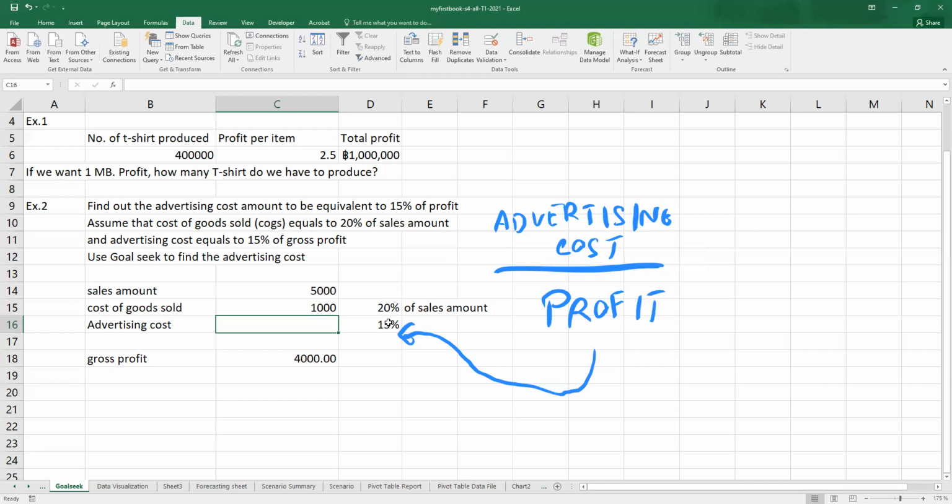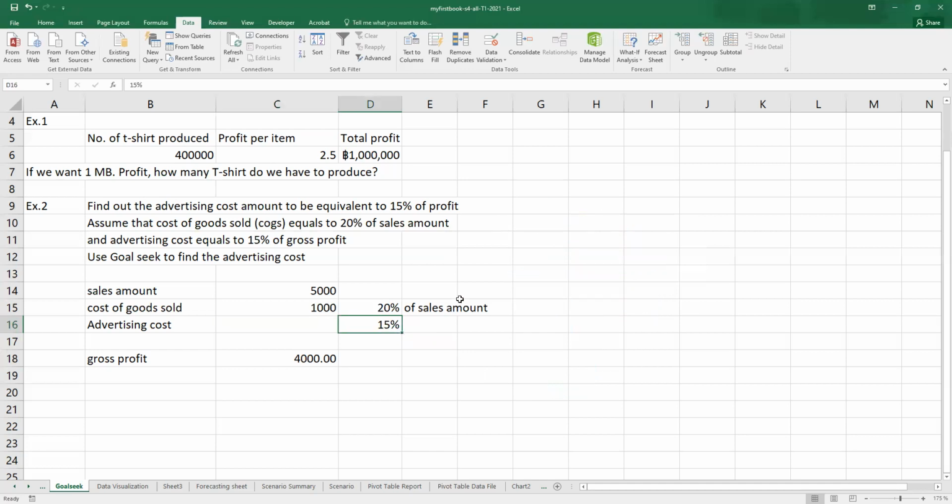So in this case, suppose I change from 15% here. I divide advertising cost by gross profit. If everything is correct, it must be 15%. Now, because advertising cost is nothing, it shows 0. Now, let me put some values in.